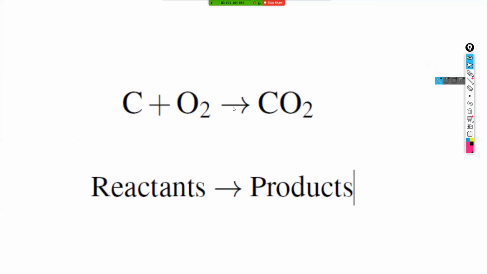So again, your arrow is always pointing to the product side. So in this case, the left side would be my reactants, carbon and oxygen. My product would be carbon dioxide. Again, don't memorize left and right. Look at the arrow. The arrow is always going to point to the product side.